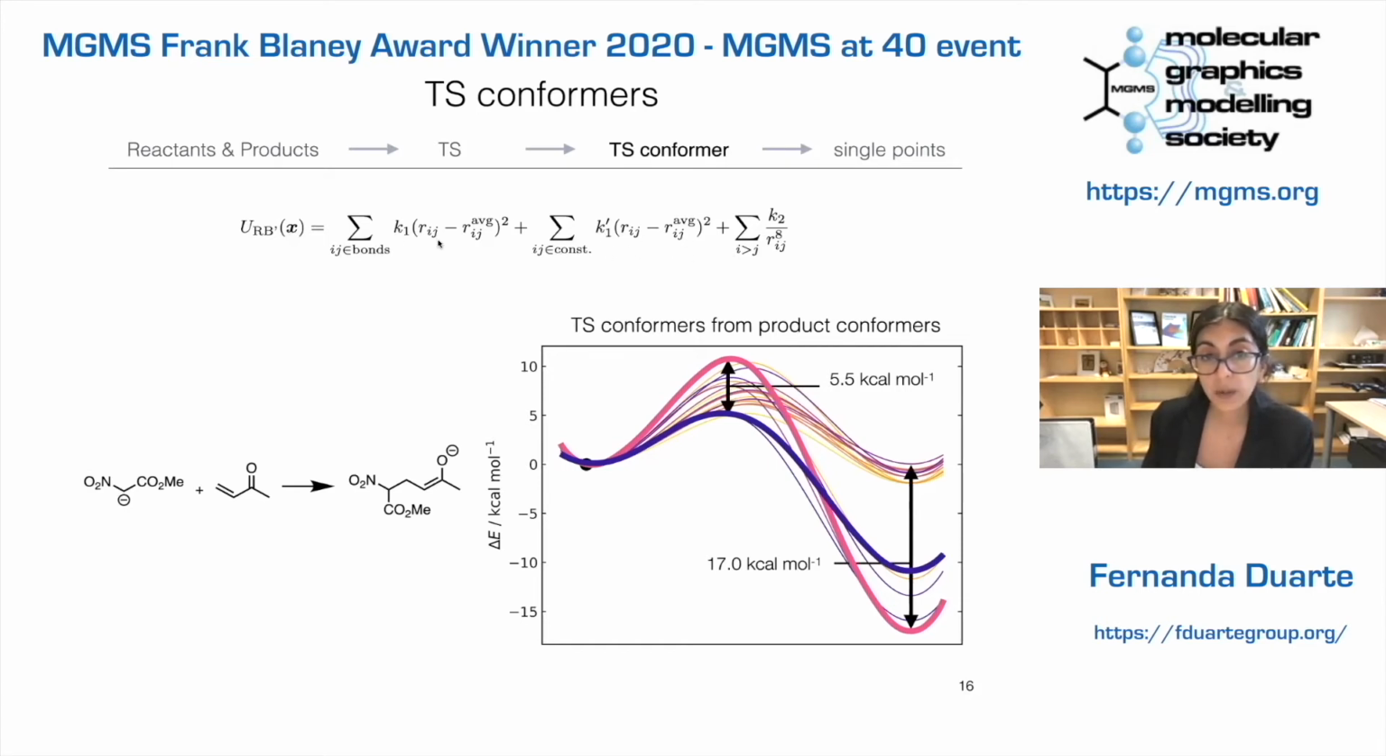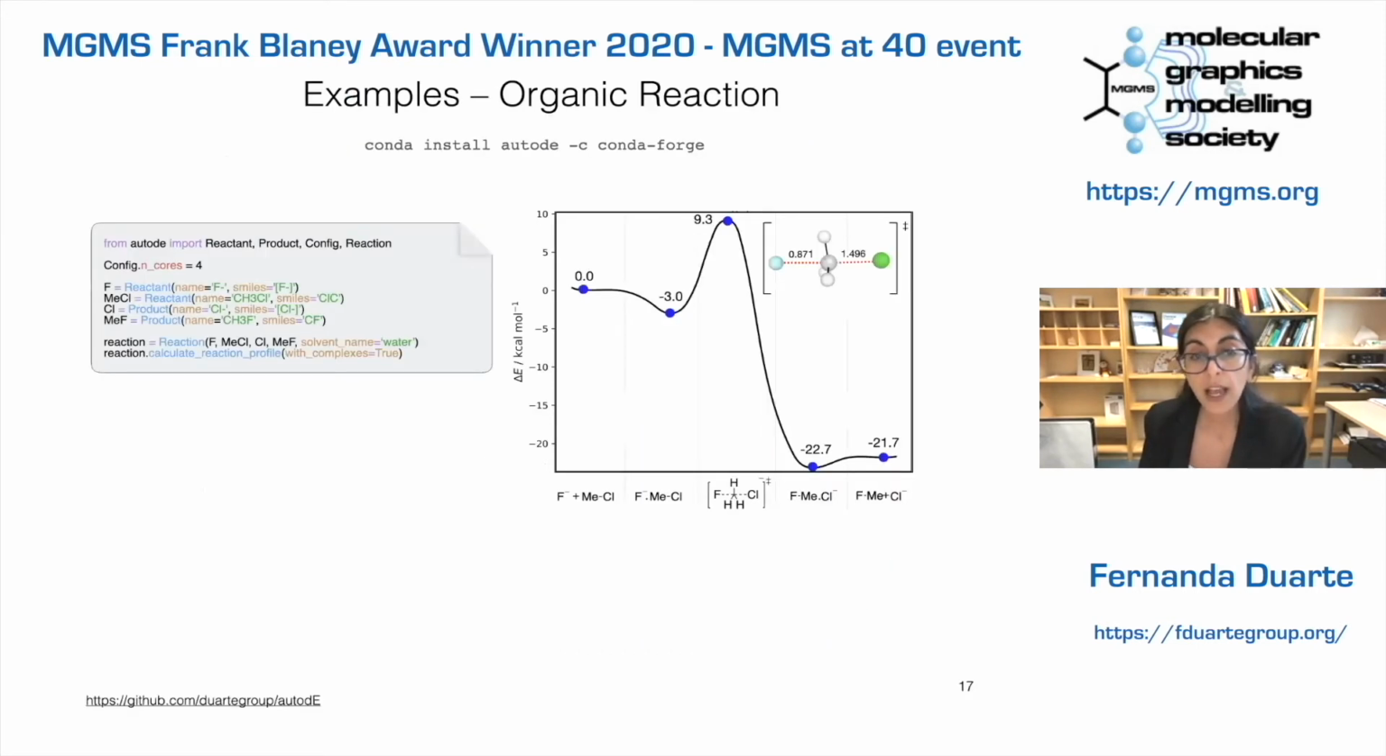And these constants that we're mentioning here are based on empirical estimates, with some reference distances coming from the Cambridge database. Then this is an example of how the input will look like for an SN2 reaction. So this is our input file.